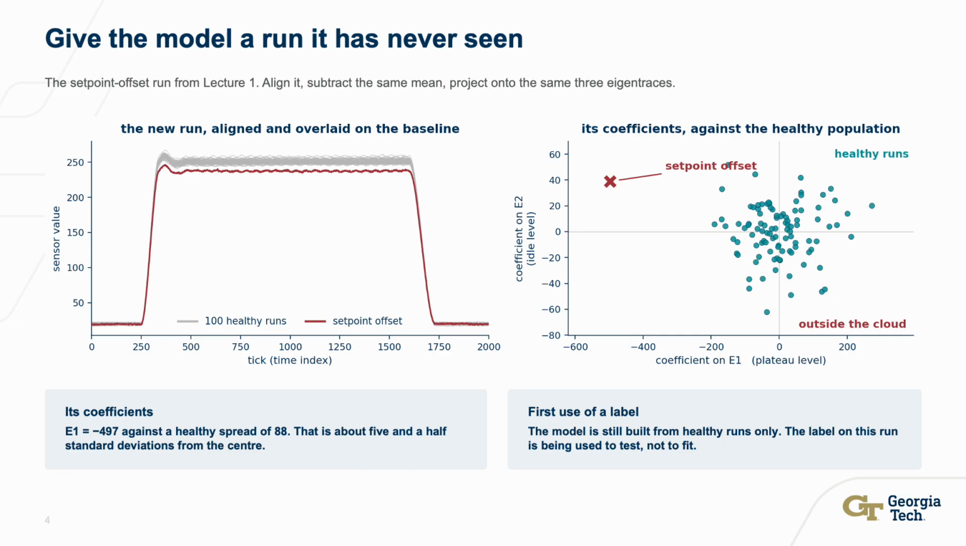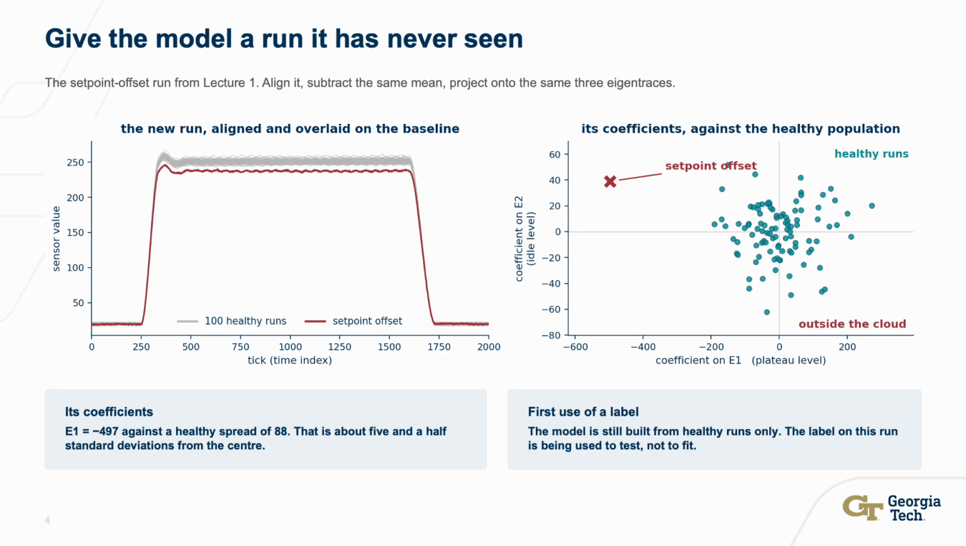On the left, the run in red against the baseline in gray. On the right, its coefficient plotted against the coefficients of the 100 healthy runs. It sits outside the cloud. Its first coefficient is minus 497, and the healthy runs have a spread of 88.